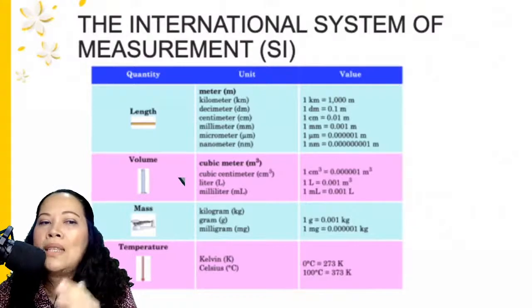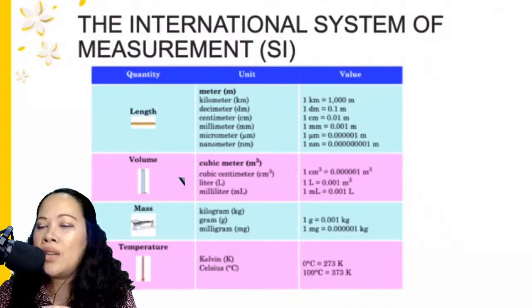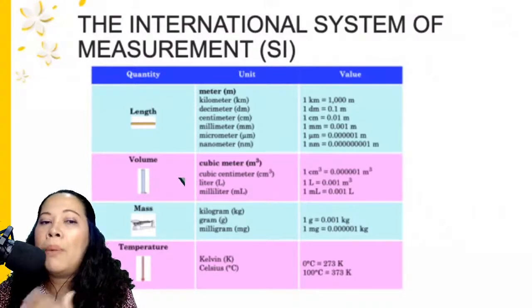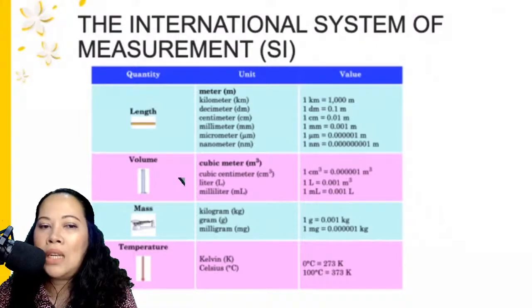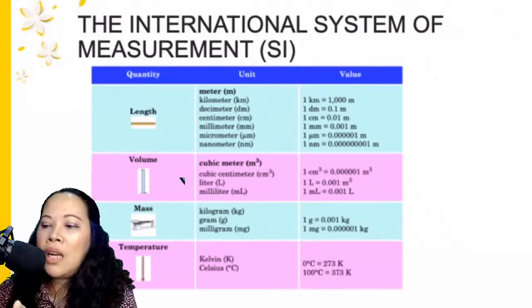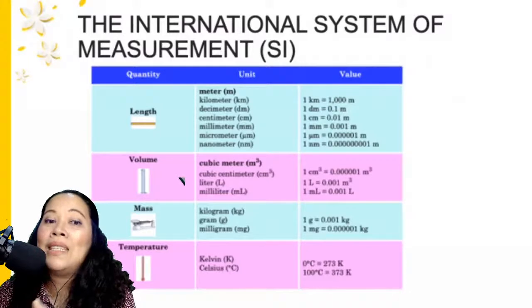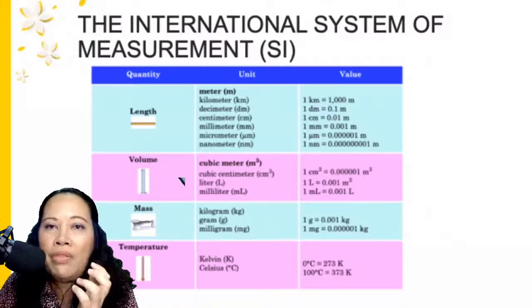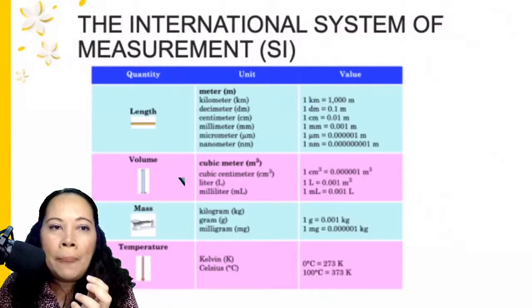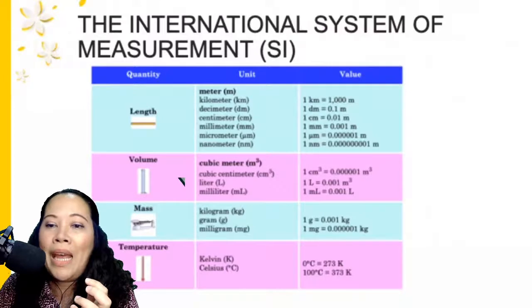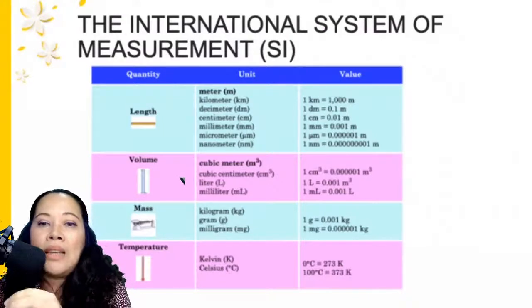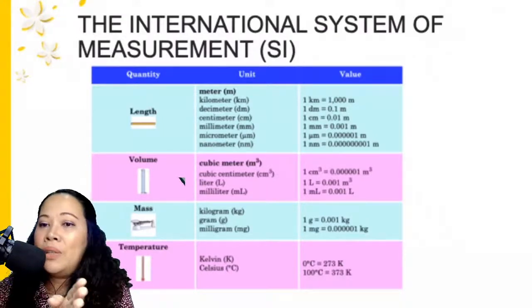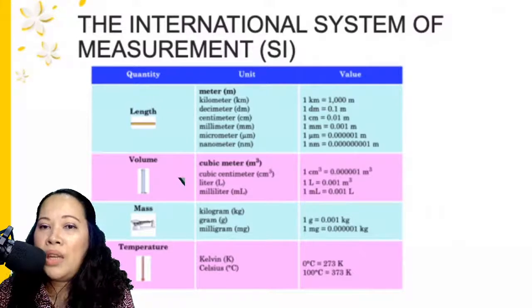So why is the SI, or the International System of Measurement, more popular than the old English system? It's because the International System of Measurement has direct conversion. For example, on the table, I don't know if it's clear from your end, these are the measurements that we have. It's actually easier to convert one unit to the other.